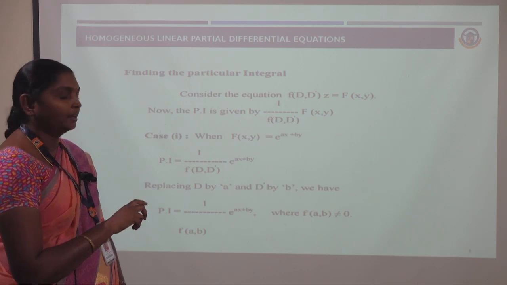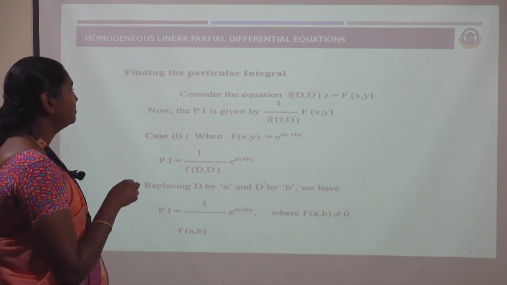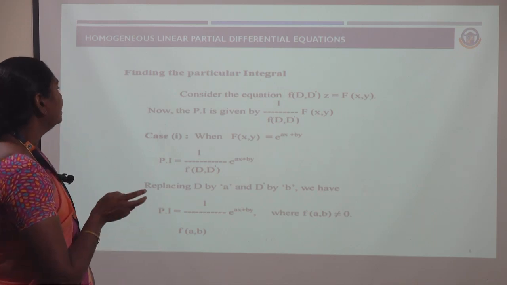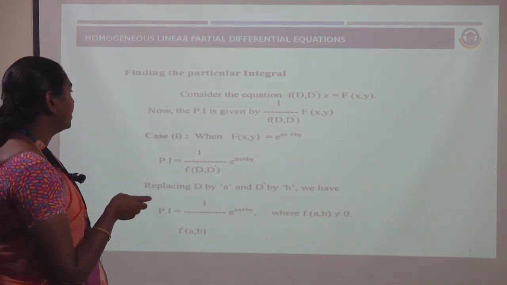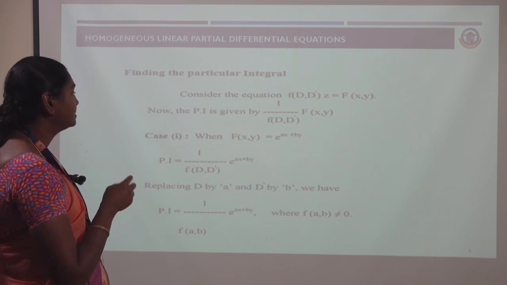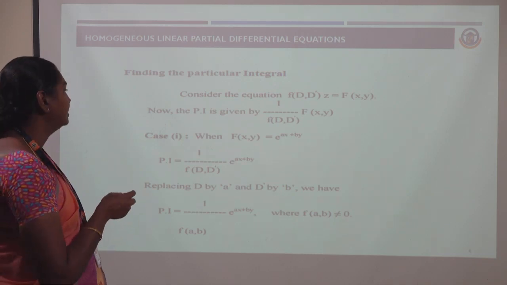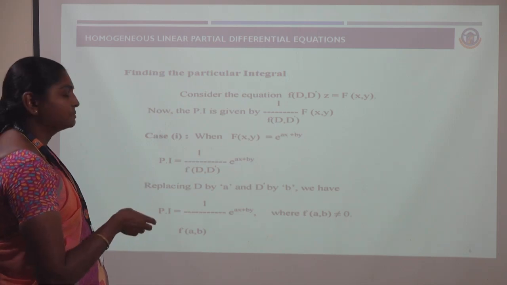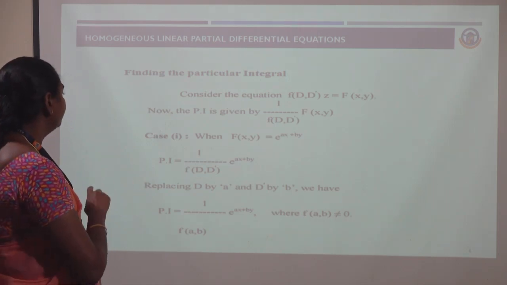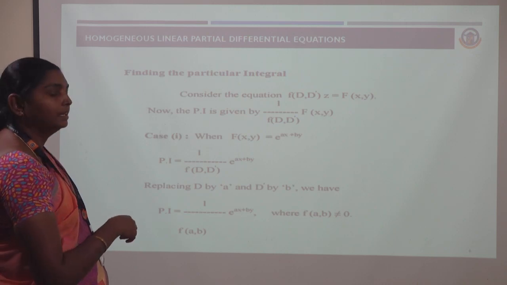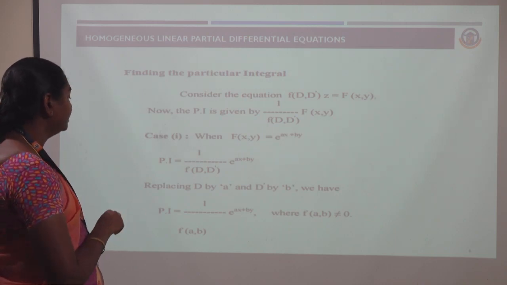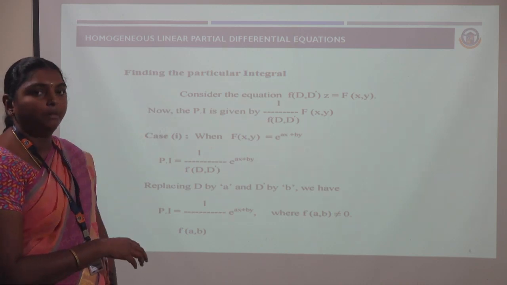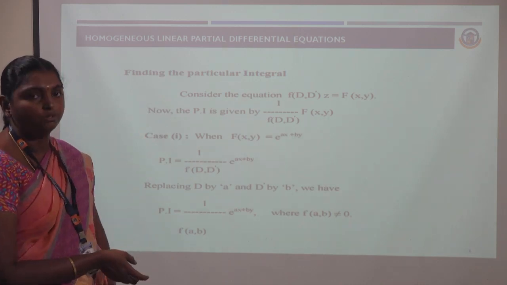For the particular integral, we have f of D comma D dash into z equal to f of x comma y. For f of x comma y, we have cases. For the first case, we have e power ax plus by. For e power ax plus by, we must replace D as a and D dash as b. In the denominator we get the value f of a comma b. f of a comma b must be not equal to 0.